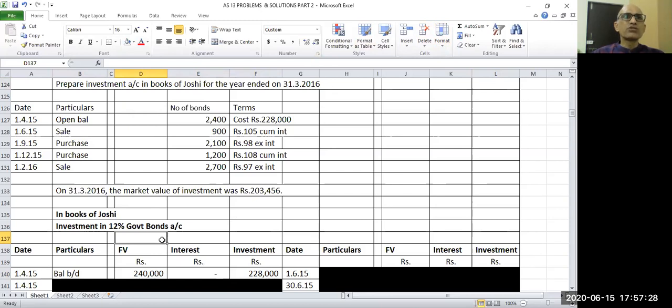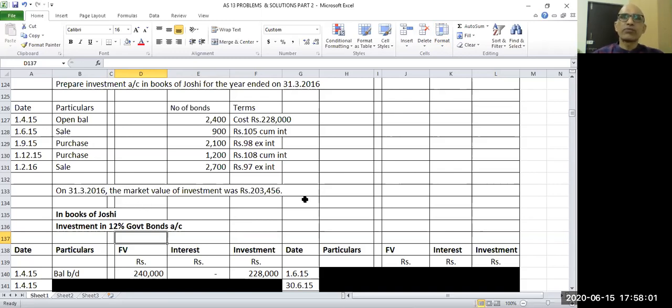Now on 1st June 2015, there is a sale transaction, and the sale transaction is 900 bonds at the rate of 105 rupees per bond, and this is a cum interest transaction. That means the price of 105 rupees per bond is inclusive of interest. Now when you say it is inclusive of interest, we'll have to find out what is the last date of payment of interest, and from that date till 1st of June, we'll have to calculate the interest.